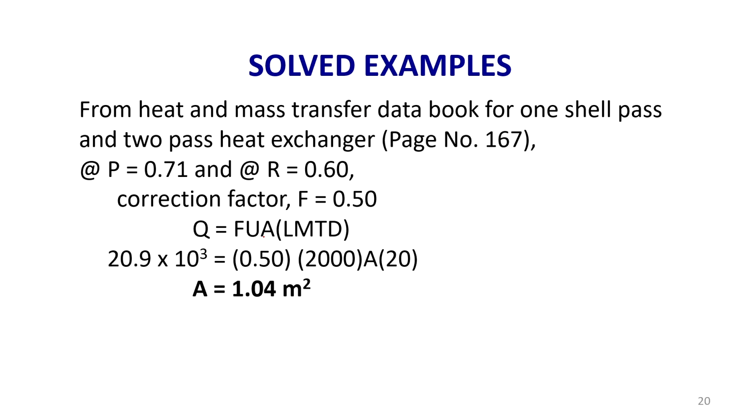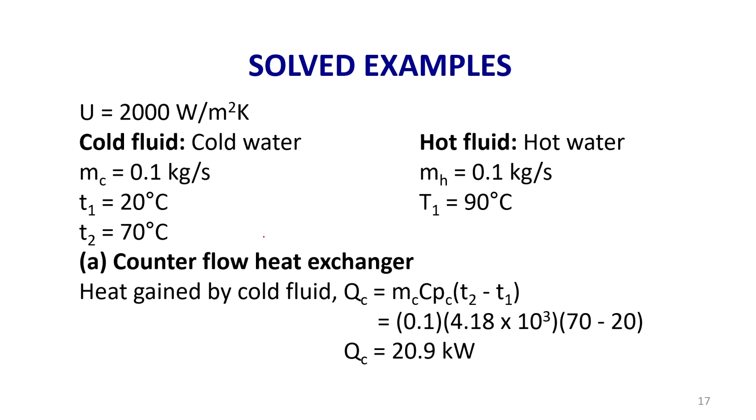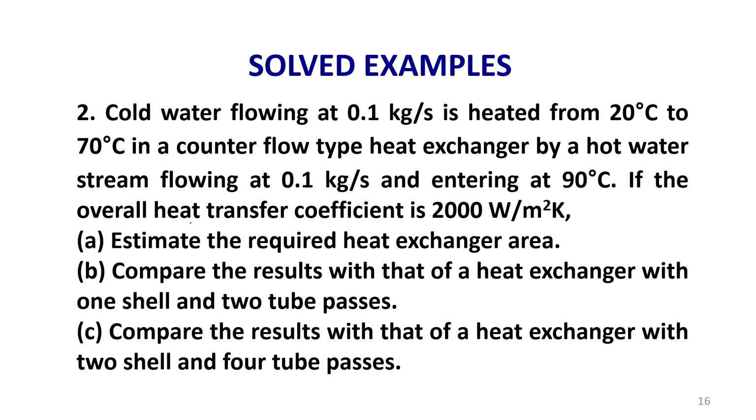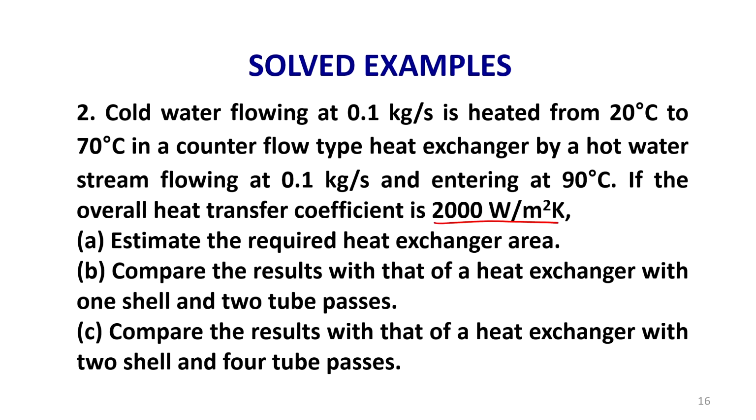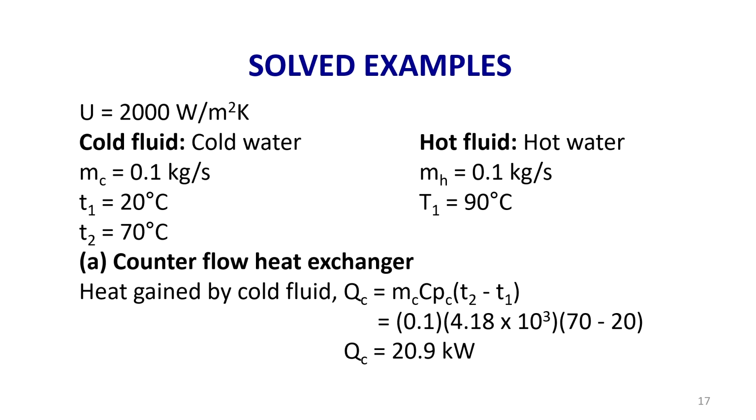Let me write the given data. There is an overall heat transfer coefficient given, this is the U value. If you write the data separately for the hot fluid and the cold fluid, it will be easy to understand and easy to work out the problem. Here the cold fluid temperature small t1 is 20 and small t2 is 70. I have used small letters t for the cold fluid, and capital T for the hot fluid.